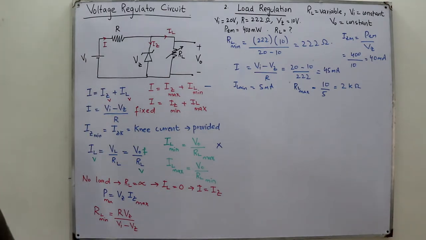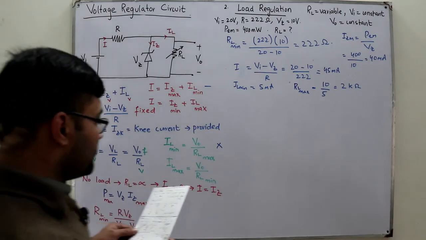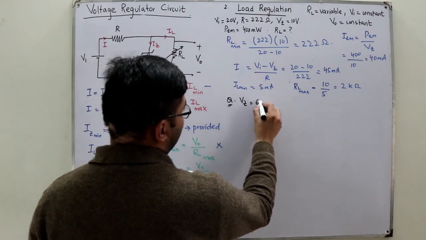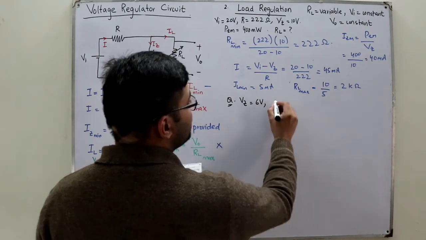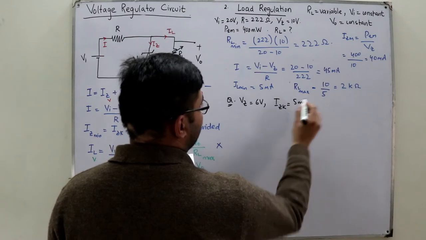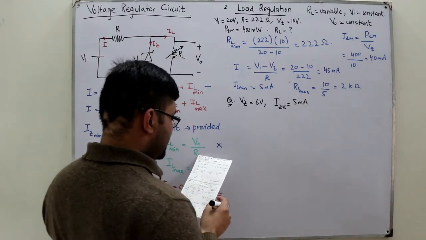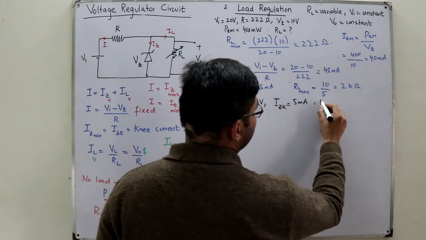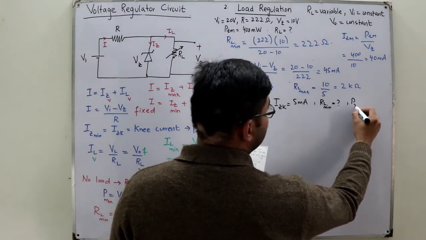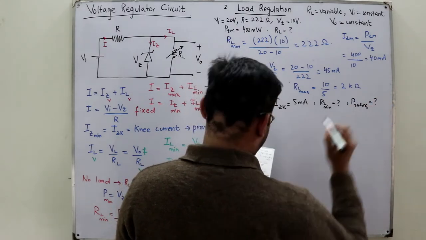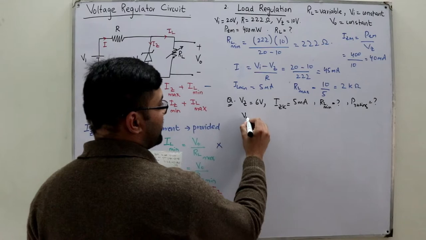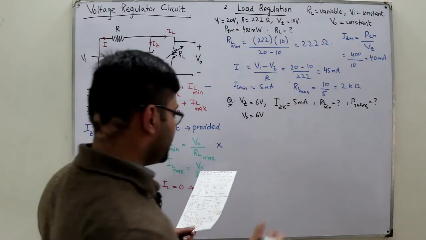Okay, let's see, we have another question. VZ is 6 volts. The Zener current is 5 milliamperes. And the minimum load resistance is unknown, and the power rating is unknown. The output remains constant at 6 volts. So V output is equal to 6 volts.